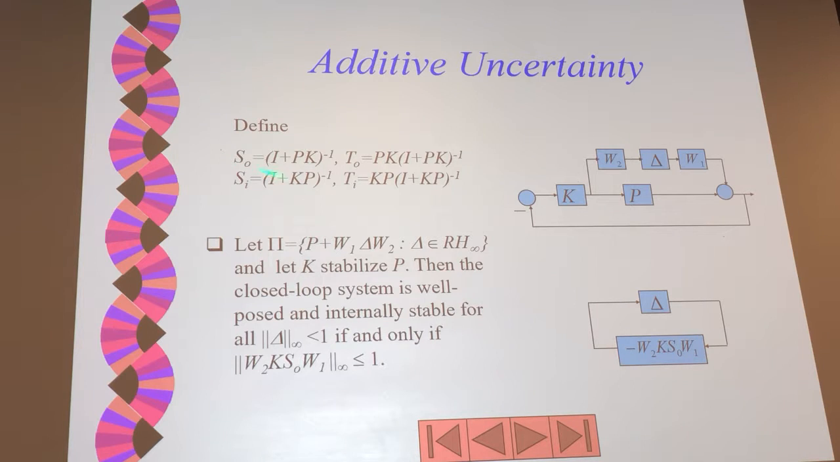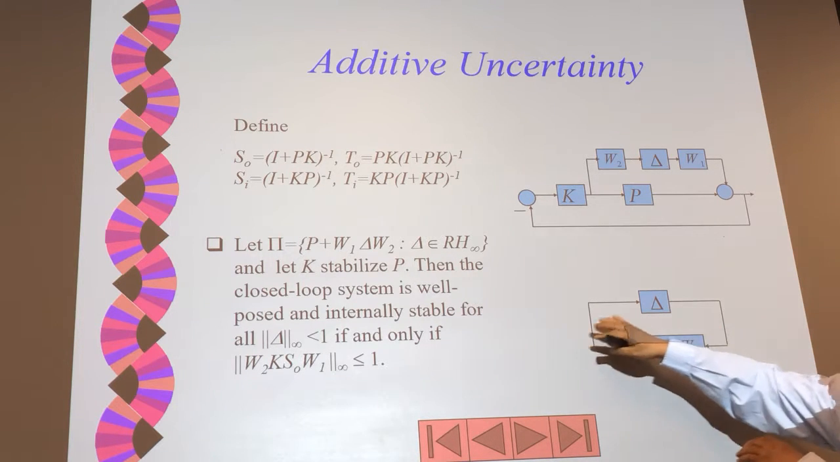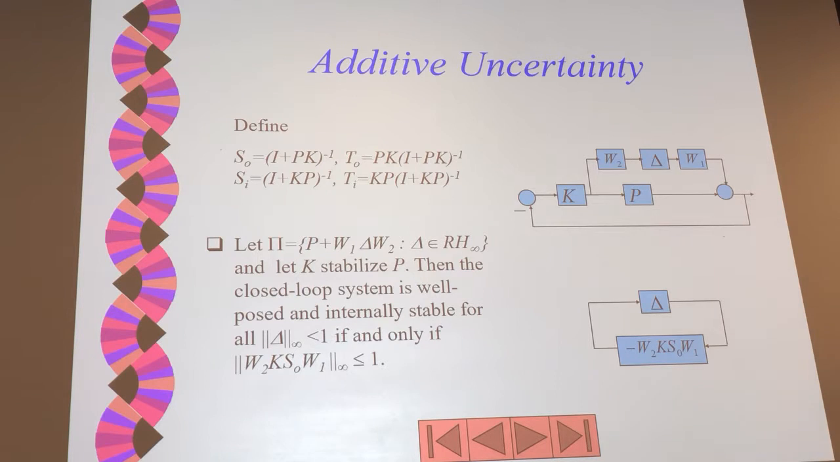Whenever you see this, this is S_O here. So S_O is I plus PK inverse. Then you have this K in here, W in here, W. So you can do this separation here, and this minus sign should be absorbed in here, okay? Then you do this. This is something called robustness evaluation, and it needs the separation of uncertainty and known models.